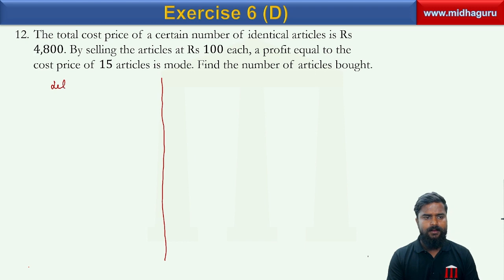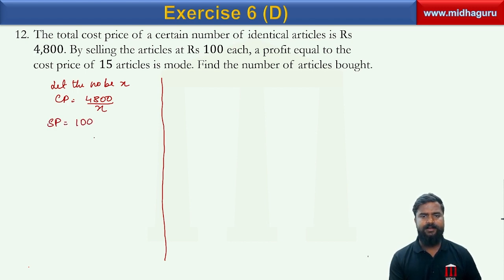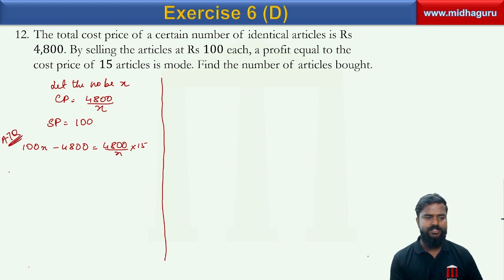So again we say let the number be x, that is x number of articles. So the cost price of each article is 4800 by x. Now the selling price is said to be 100 rupees. So 100x minus 4800, which is the total cost price, is equal to the cost price of 15 articles, which is 4800 by x into 15. This is according to the question.